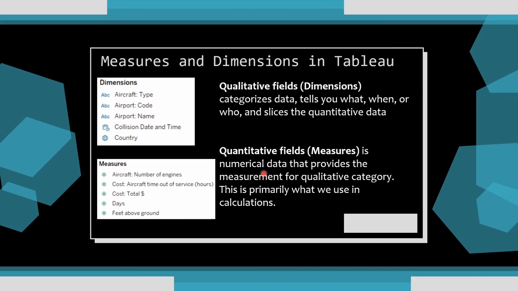Up next, we'll look at the difference between discrete values and continuous values and how they relate back to Tableau. So basically, that's a short summary of measures and dimensions and what they mean in Tableau.